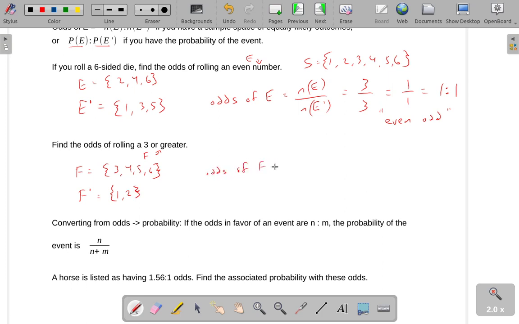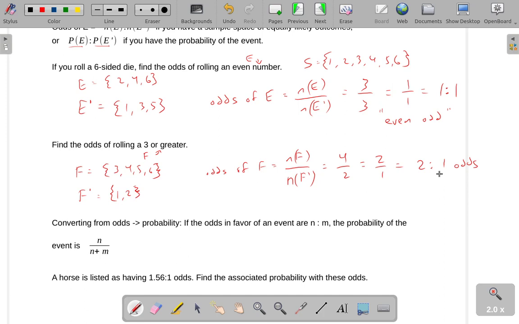Alright, so the odds here. The odds of F would be, well, there's 4 outcomes. Actually, let me write n of F over n of F complement. That would be 4 over 2. I'll reduce that down to 2 over 1 and call this 2-to-1 odds. So you can actually see when we're talking about odds, we're not restricted between 0 and 1. You can get numbers that end up, this is equal to 2, it's bigger than 1.